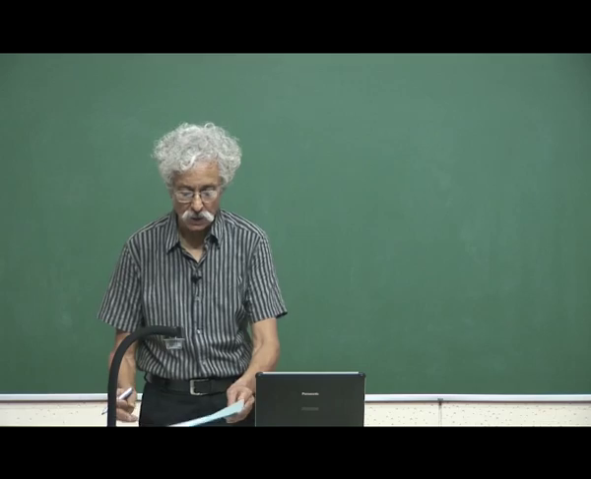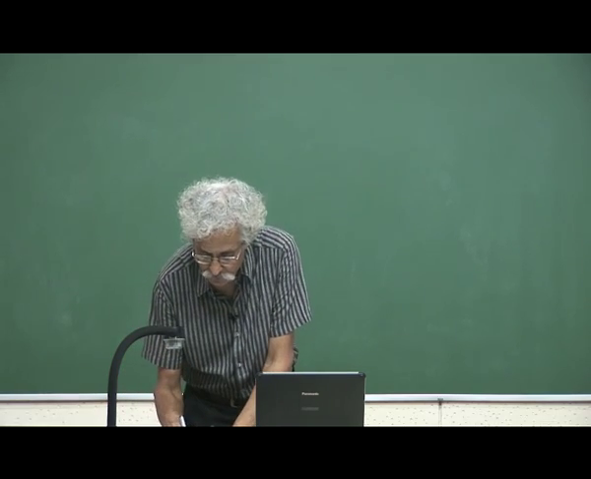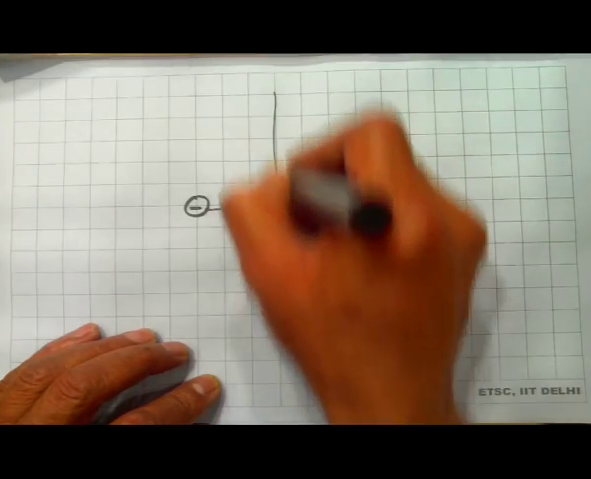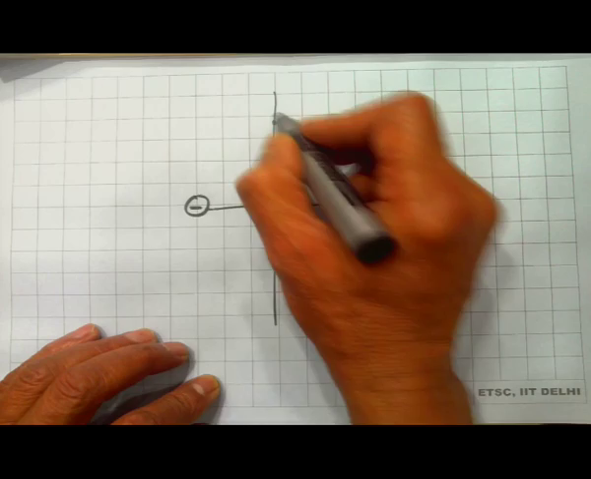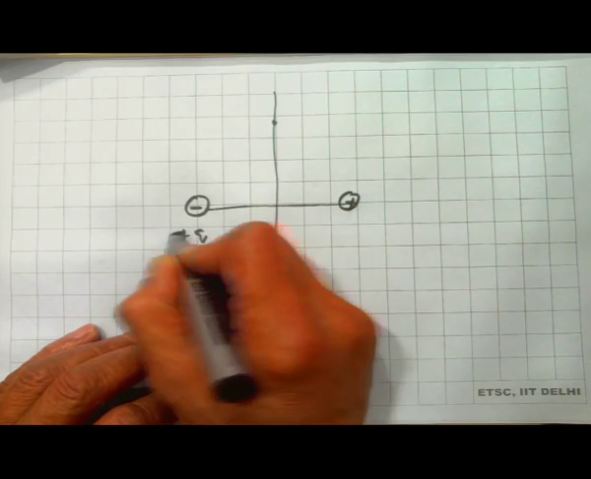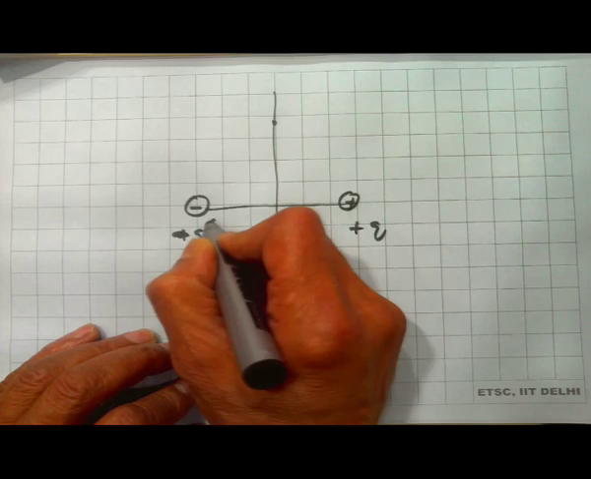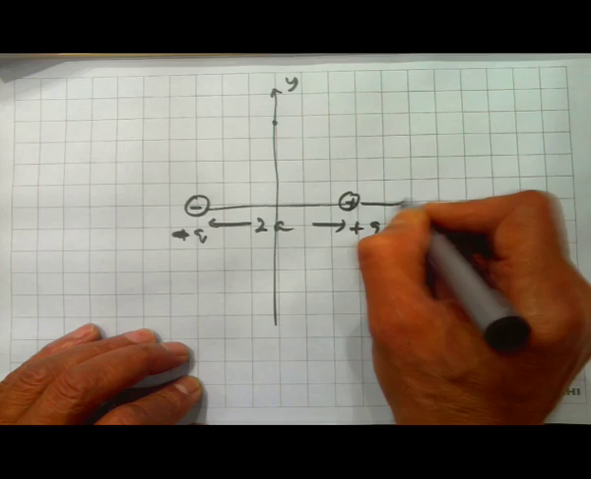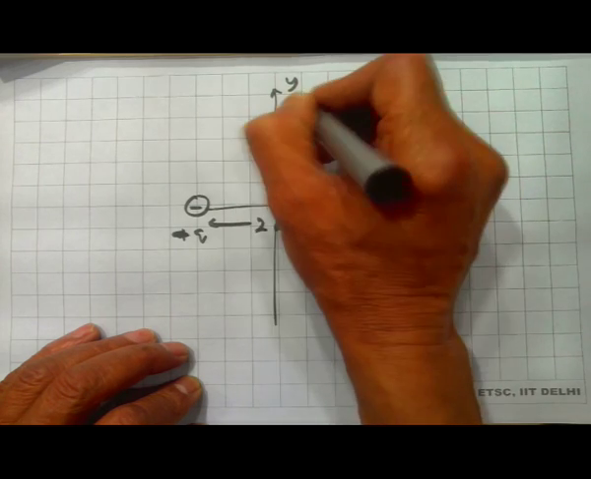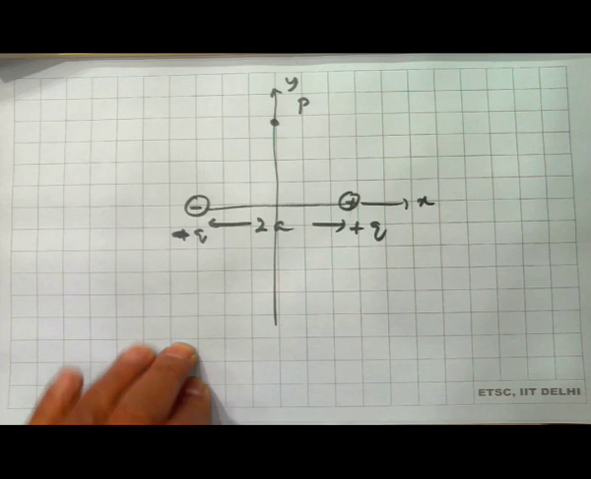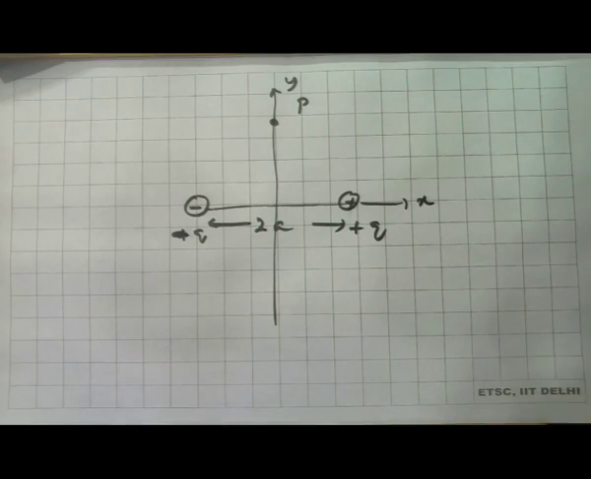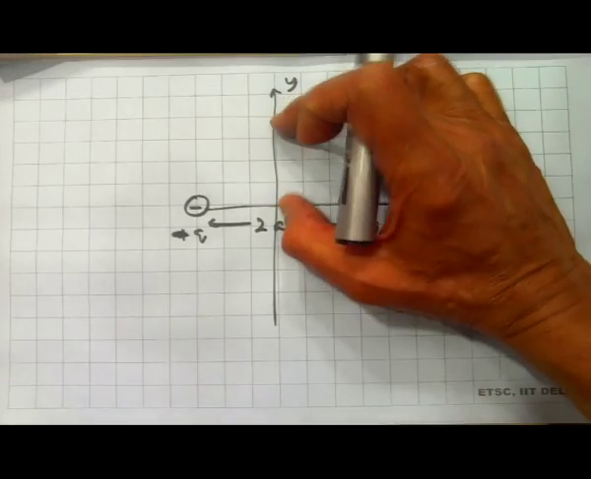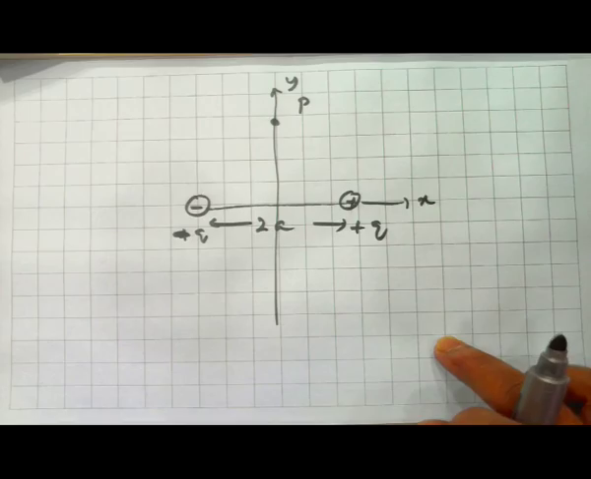What I will do in the next class is to calculate the electric field on this equatorial plane. I would like to calculate what is the electric field here because of minus q and plus q separated by distance 2a, and this is the y axis, this is the x axis. So, I want to calculate at a point P the total electric field, and again we will see that the electric field will decrease as the cube of the distance of this point from the dipole.